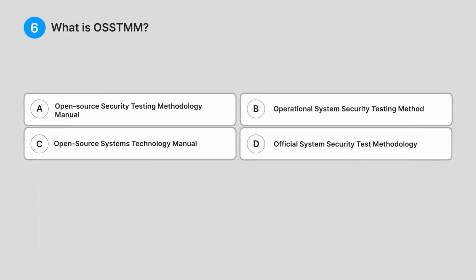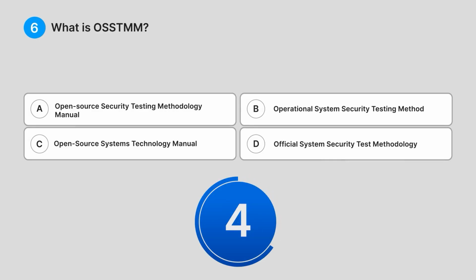6. What is OSSTMM? A. Open Source Security Testing Methodology Manual. B. Operational Systems Security Testing Method. C. Open Source Systems Technology Manual. D. Official System Security Test Methodology. What do you think is the answer?